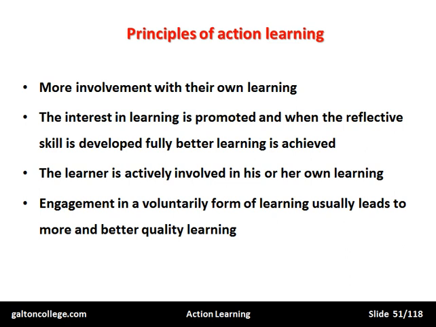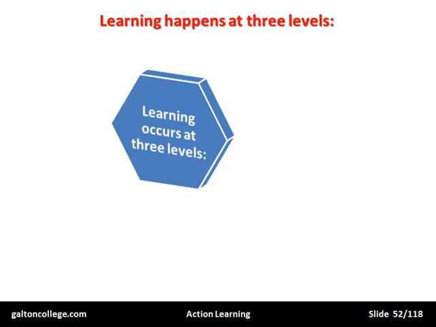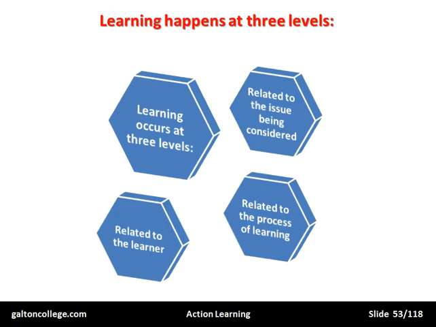So it promotes that type of situation. Now, learning occurs at 3 levels. It's related to issues being considered, it's related to the process of learning, and it's related to the learner. So there are 3 parts.